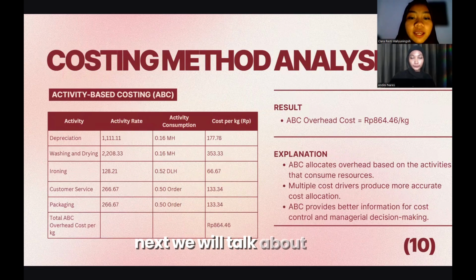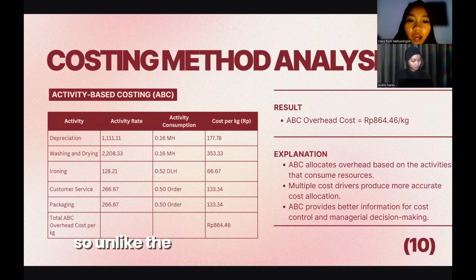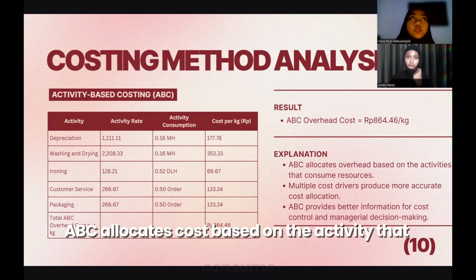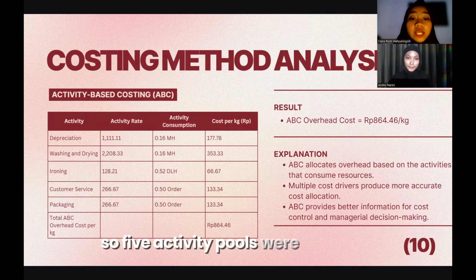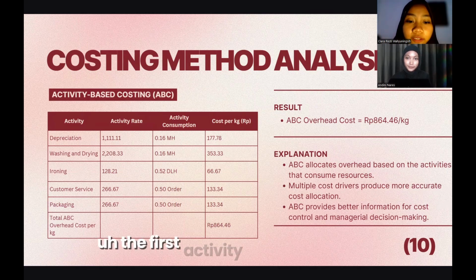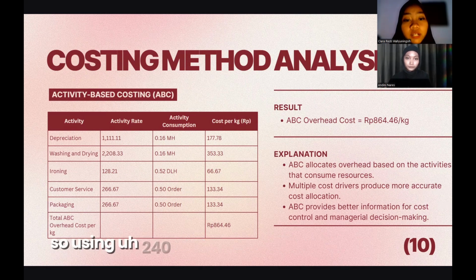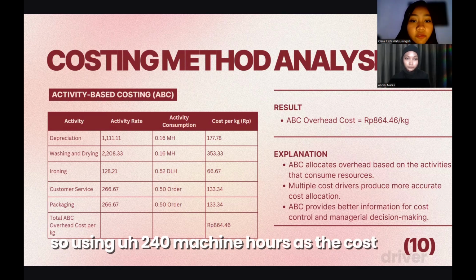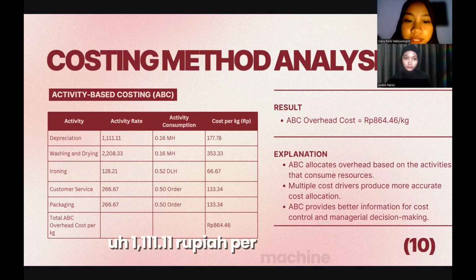Next, we will talk about the ABC or activity-based costing system. Unlike the conventional costing method, ABC allocates costs based on the activities that consume organizational resources. So five activity pools were identified. The first activity was depreciation with a cost of 266,667 rupiah. Using 240 machine hours as the cost driver, the activity rate becomes 1,111.11 rupiah per machine hour.